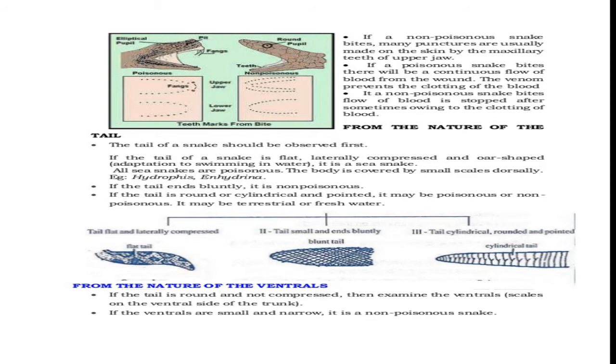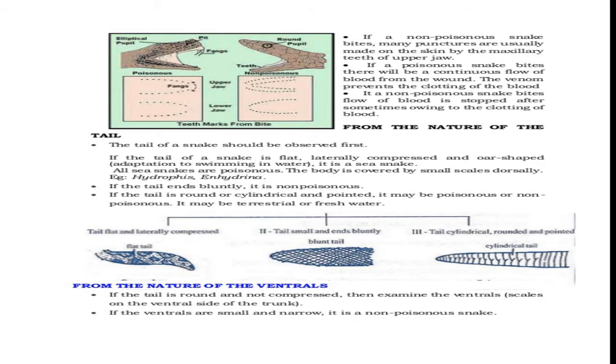For example, after the snake bite, if there is continuous oozing of blood from that wound, we can confirm that the snake is a poisonous one. At the same time, if the bleeding stops after a certain period of time, we can confirm it is a non-venomous or non-poisonous snake. So this is regarding the nature of the snake bite.